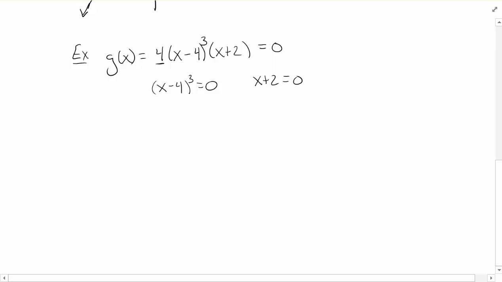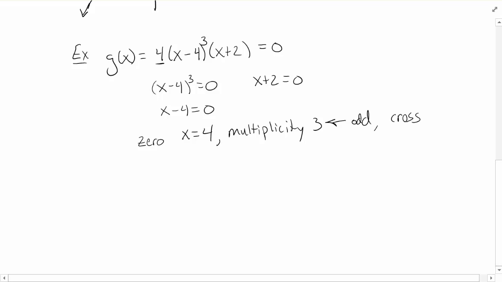So if I focus on the ones that are going to give me something I want, take a cube root of both sides, you end up at x minus 4 is equal to 0, which gives me x is equal to 4. So that's a 0. And it has multiplicity 3 because I have 3 factors of x minus 4. 3 is odd, so that means I'm going to cross the x-axis.